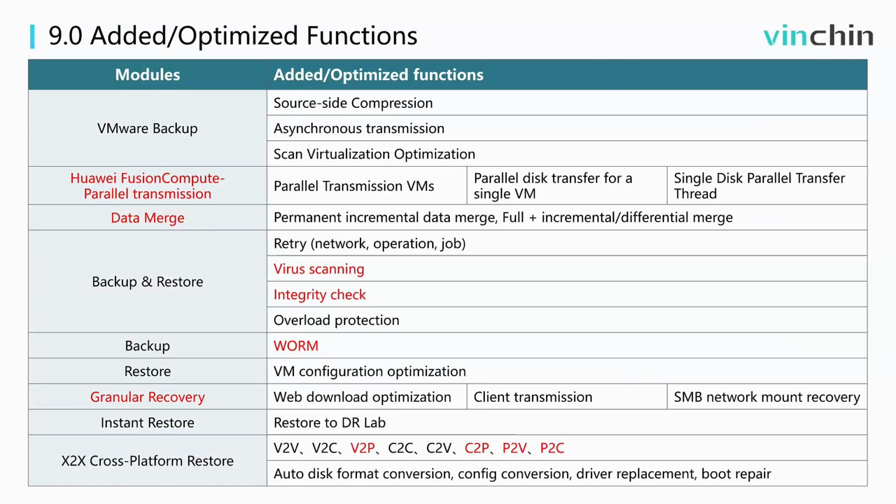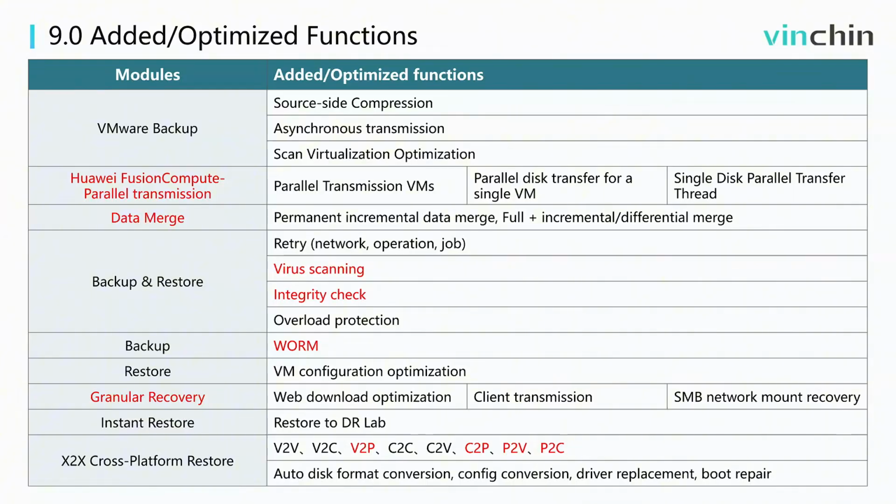And here are some optimized functions on version 9. First module, the backup: we added the source side compression, asynchronous transmission, and scan virtualization optimization. And for Huawei FusionCompute, we set the parallel transmission for the virtual machine. And next part, the data merge: permanent incremental data merge, and the full and incremental differential merge.